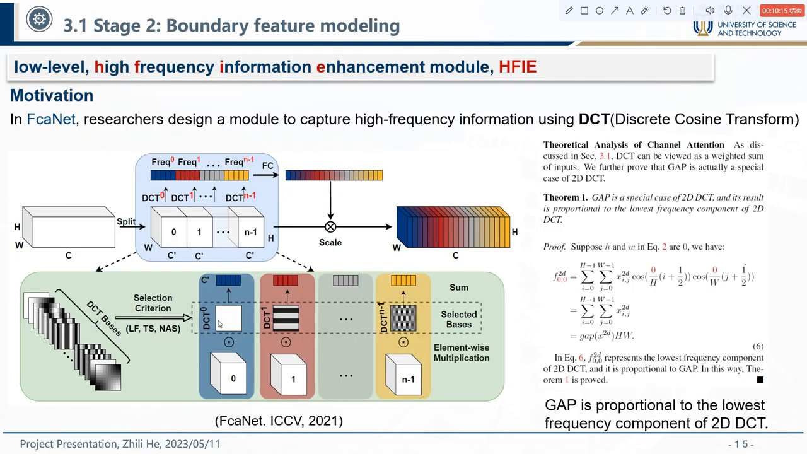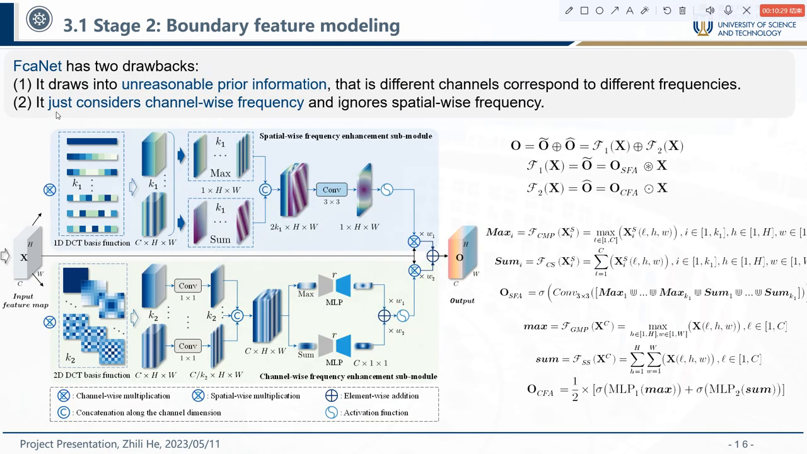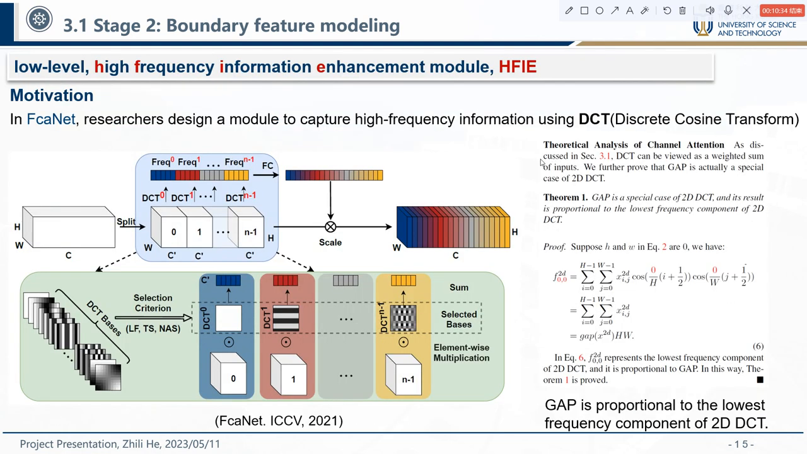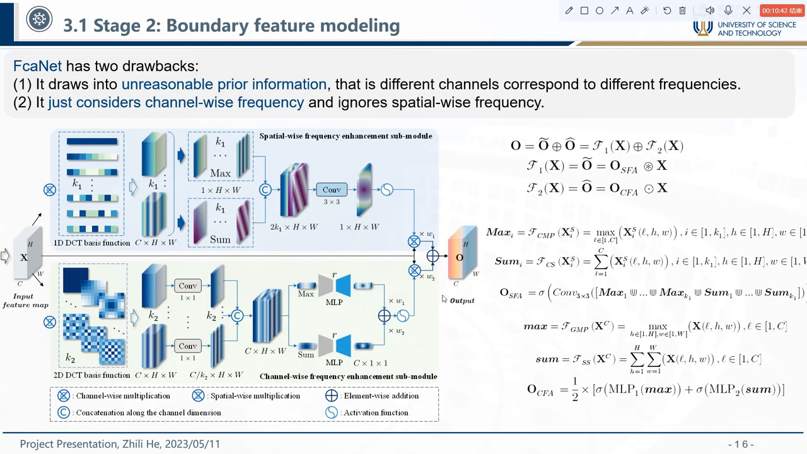For channel 0, the frequency is DCT 0. For channel 1, the frequency is DCT 1, and for channel n-1, it is DCT n-1. So it's unreasonable prior information. And the second drawback is that it just considers channel-wise frequency and ignores the spatial-wise frequency. So in order to solve these two drawbacks, I propose the HFIE, and it includes two submodules. The first one is the spatial-wise, and the second one is the channel-wise frequency enhancement submodule.